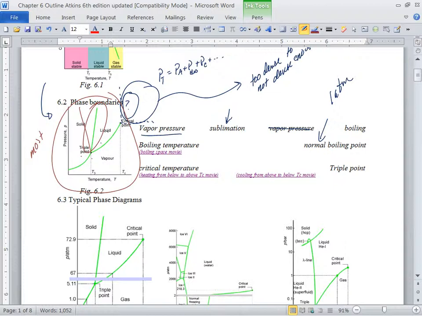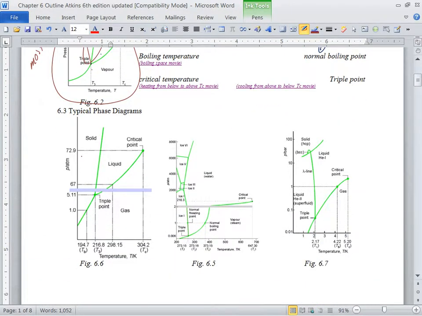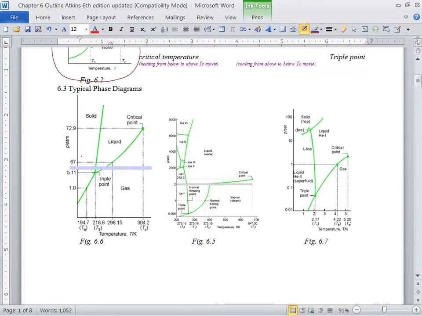Okay, we talked about normal boiling points at 1 atmosphere, triple point, we talked about that. Some typical phase diagrams. This one's carbon dioxide.